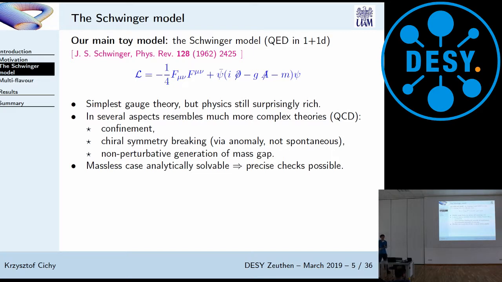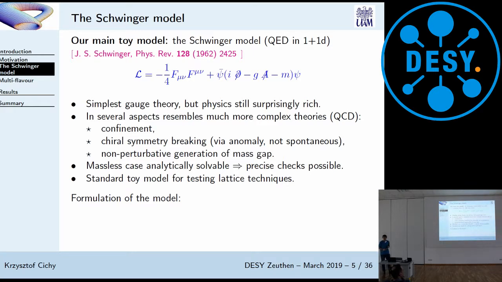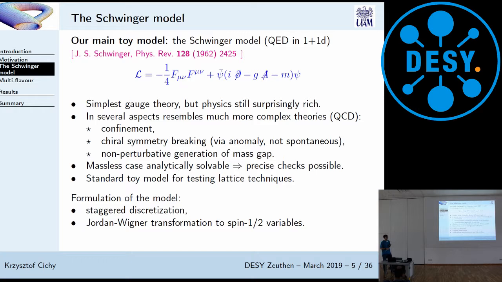The massless case is analytically solvable, so you have the opportunity to do precise checks how well your methods or algorithms do, and as such it has become really the standard toy model for testing lattice techniques and new algorithms. Our formulation of the model is pretty standard. You could hear from David yesterday how this is formulated. So one goes to staggered discretization to get rid of the one doubler in one spatial dimension, and one also does the Jordan-Wigner transformation to have spin 1/2 variables instead of fermionic variables.